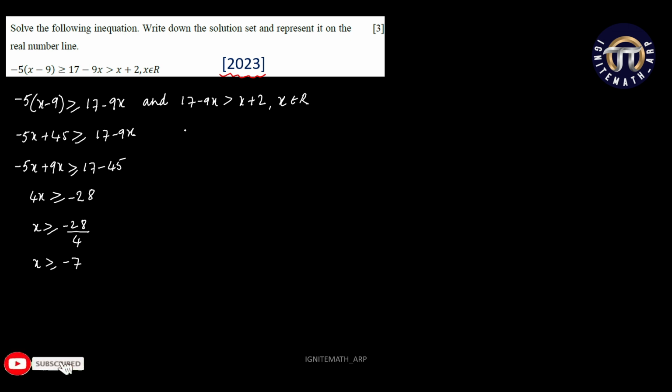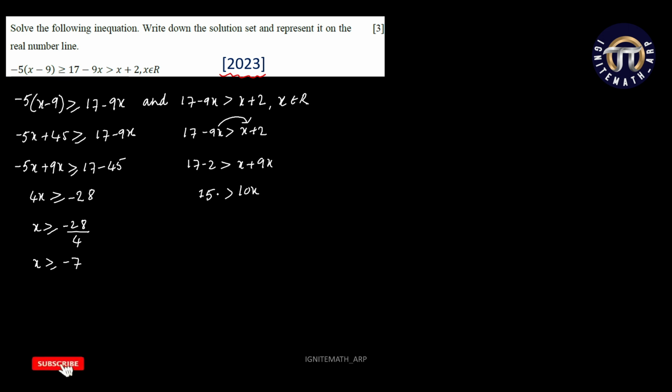So now let us consider the other part. 17 minus 9x greater than x plus 2. Clear? So 9x I will take this side, and 2 I will take to the other side. So 17 minus 2 greater than x plus 9x. So I'll get 10x smaller than. Equal to is not there, be careful. It is just smaller than. So 10x is smaller than 15.